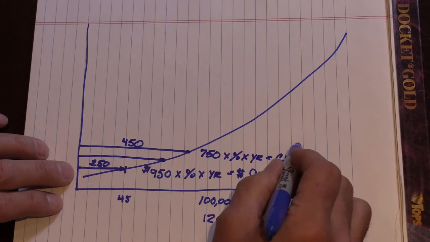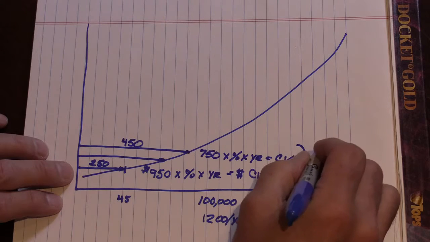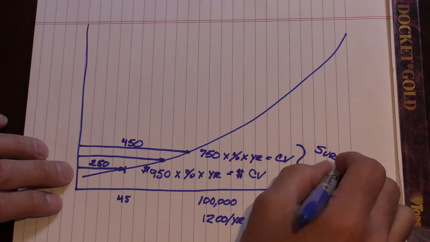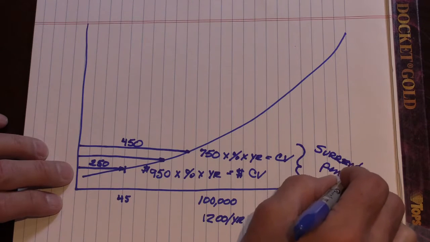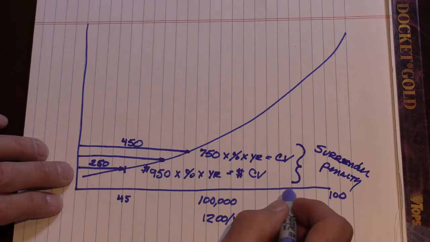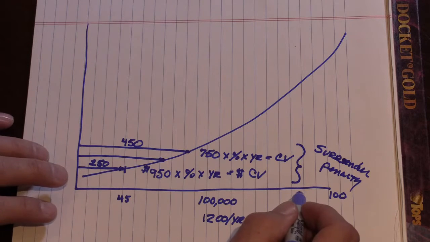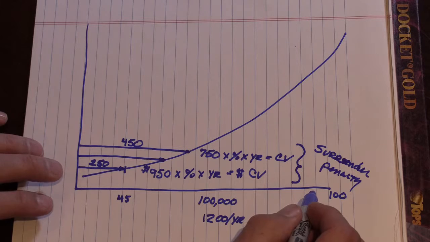Now, it's important to note that in the first 10 or 15, and in some cases even 20 years, there is a surrender penalty. And that will eat up somewhere between 100% and a fraction of whatever the cash values happen to be at that point. The surrender penalty is highest in the early years.